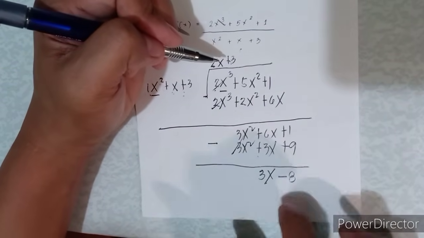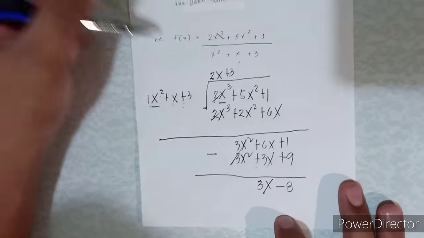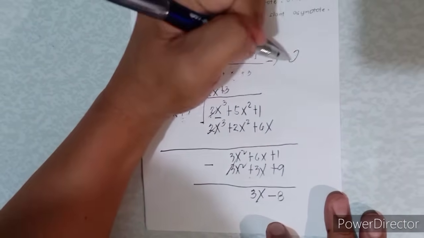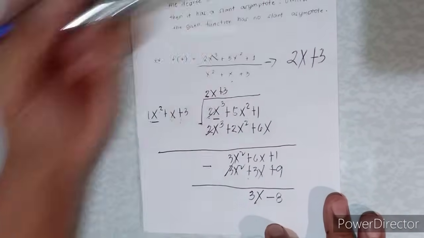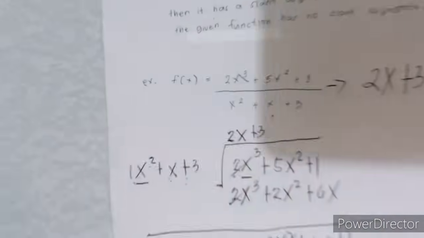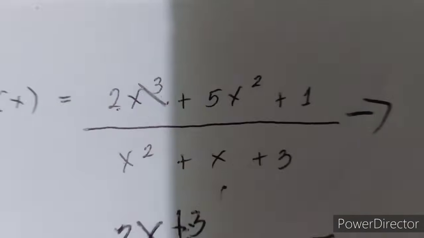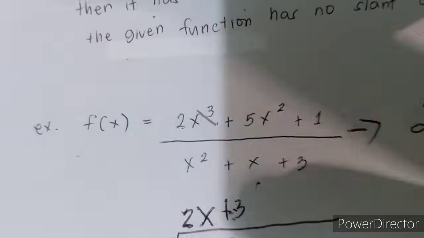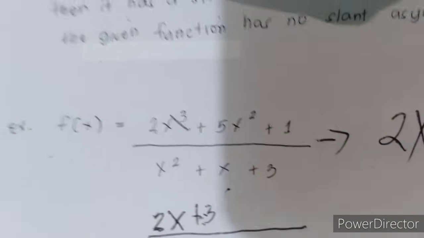Since itong remainder niya, huwag na natin isulat, ma'am. So, the slant asymptote of this function is 2x plus 3. Okay. Again, ulitin lang namin sa slant asymptote. Kapag po mas mataas ng isa yung exponent ng numerator, meron kang slant asymptote. Pero pag magkabaliktad po yan, wala kang sagot. There is no slant asymptote.